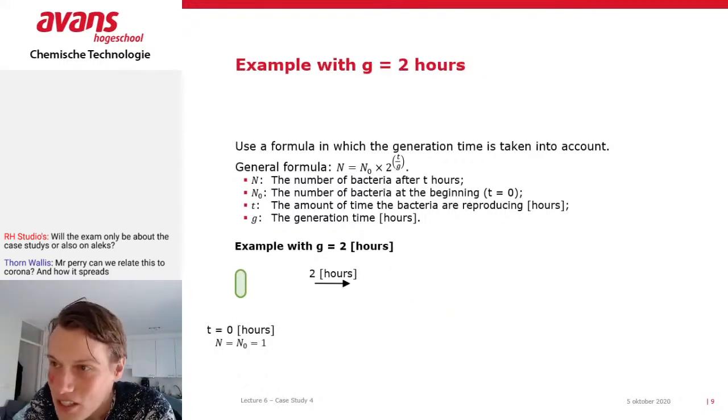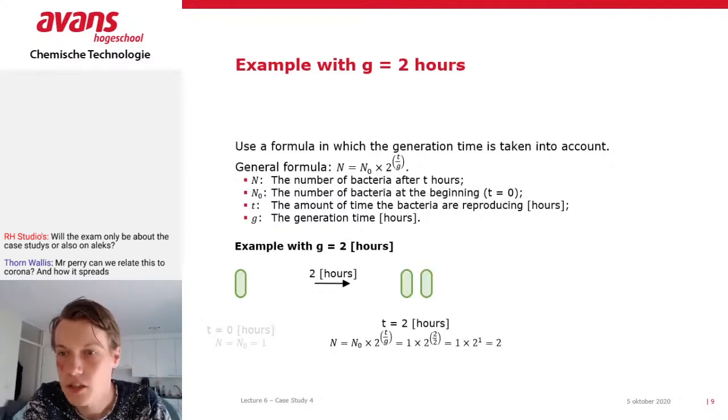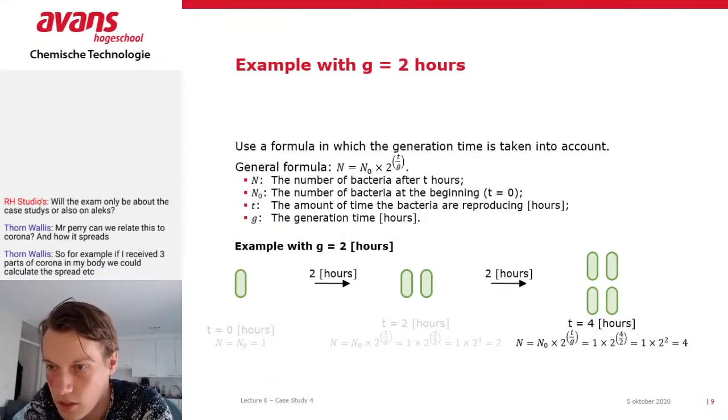Well, just to finalize this, another question with a generation time of 2 hours, so it takes a lot more time for the bacteria to double. So after 2 hours you would have 2 bacteria, and after 4 hours you have 4 bacteria. And again, just fill in the formula and you are able to calculate the amount of bacteria after any specific amount of hours.